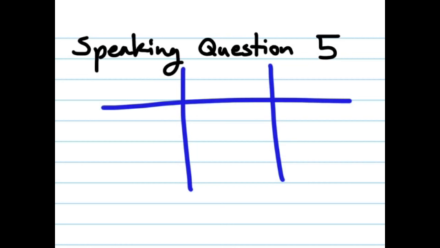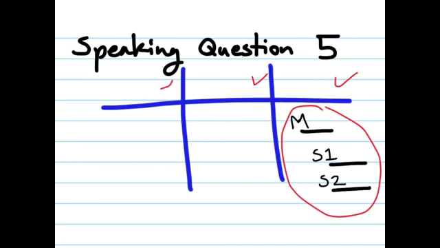For example, on speaking question 5, there are different sources of people talking. There's also you, where you give your opinion. So speaking question 5 is actually a combination of the column and the outline structure.